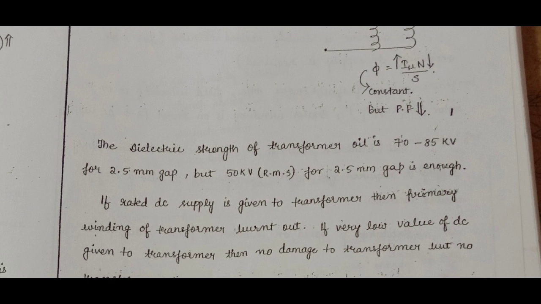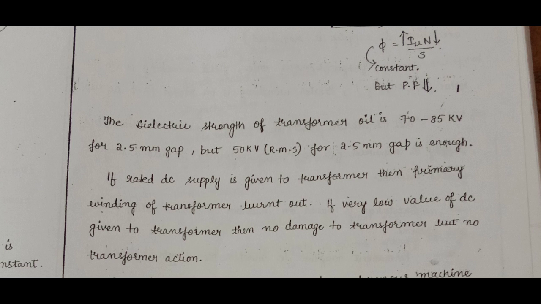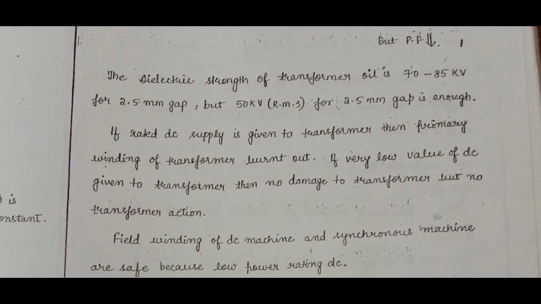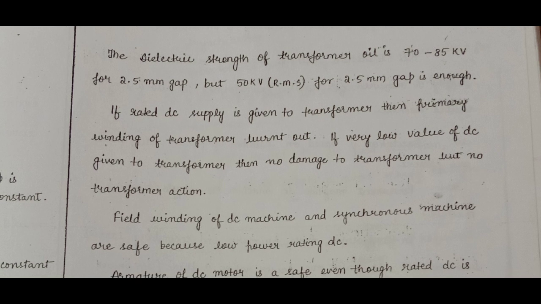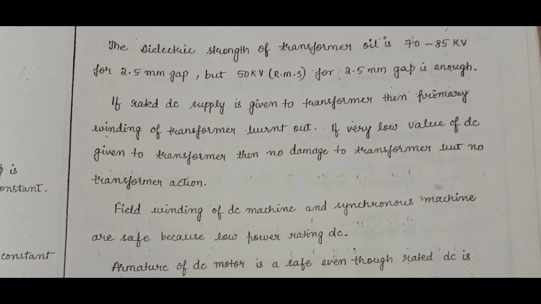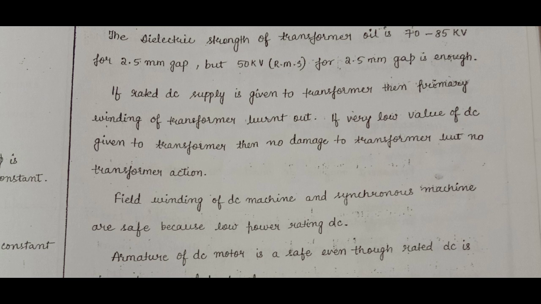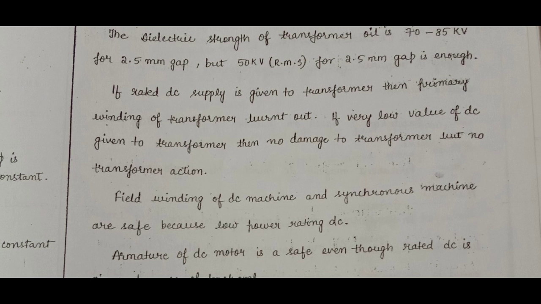The dielectric strength of transformer oil is 70 to 85 kV for a 2.5 mm gap, but 50 kV RMS for a 2.5 mm gap is enough. If rated DC supply is given to a transformer, then the primary winding of the transformer burns out.